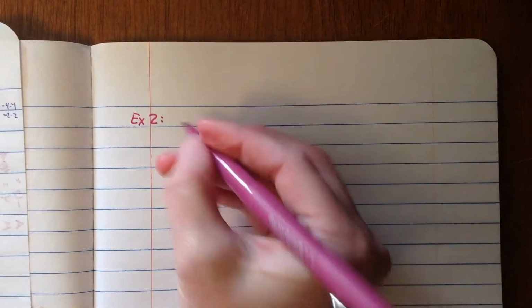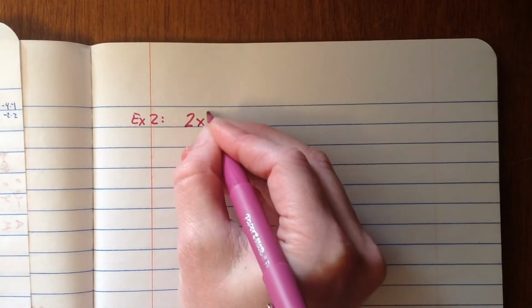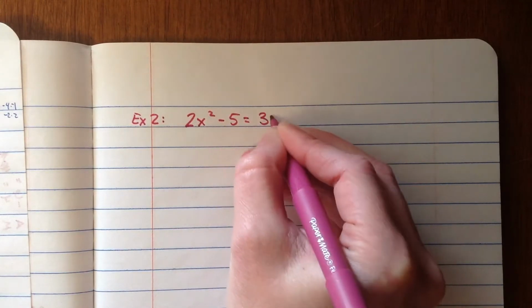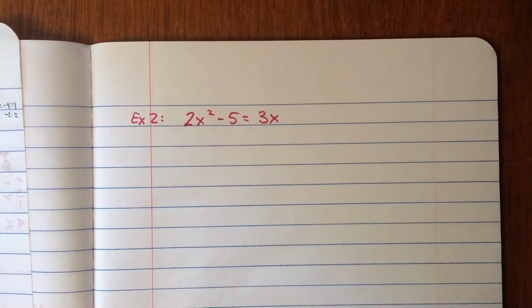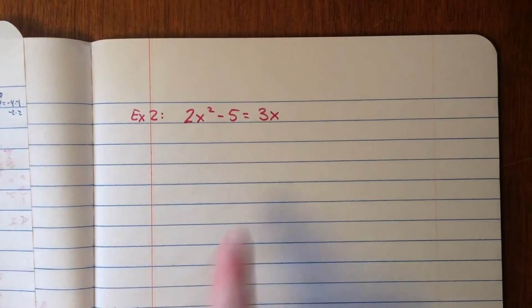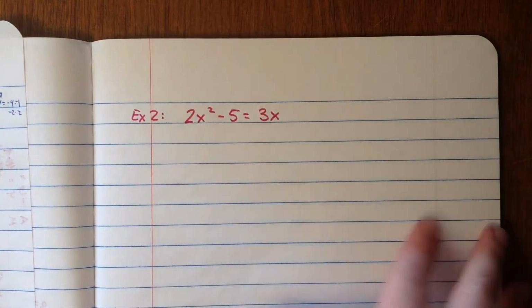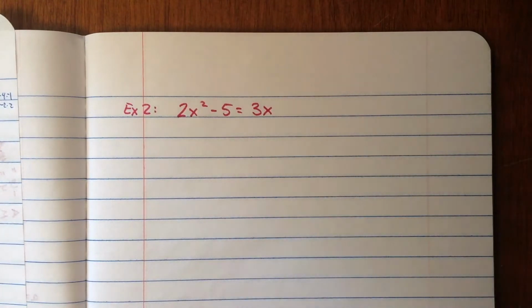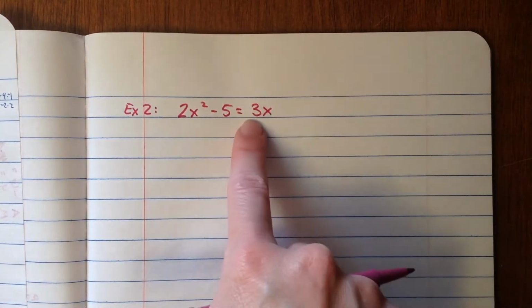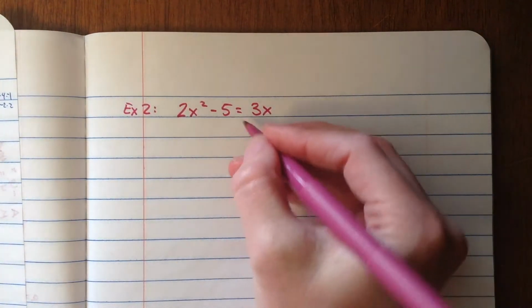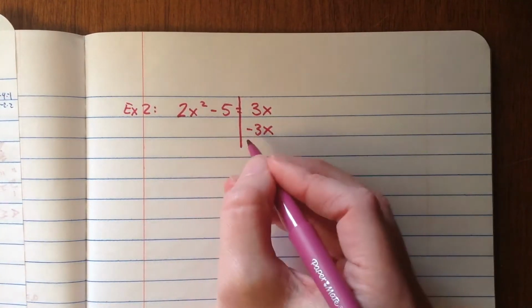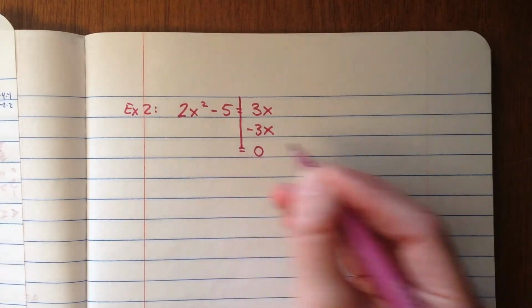And let's look at this example. So 2x squared minus 5 is equal to 3x. All right, now, remember the first thing we need to check for is that it's equal to 0. Right now, this is not equal to 0, so that's the first thing we want to fix. You can't use the quadratic formula if it's not equal to 0. So I'm going to take away 3x from that side. If I do that, that gives me 0, which is a good thing.